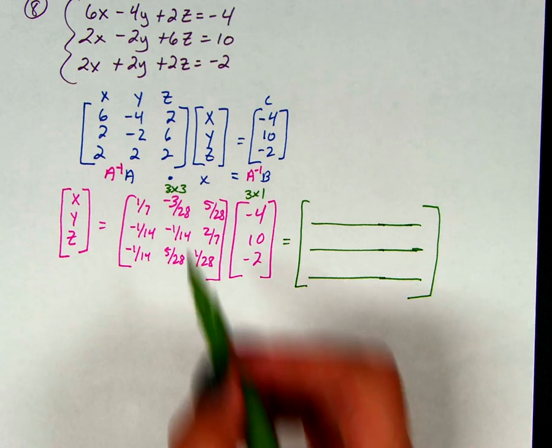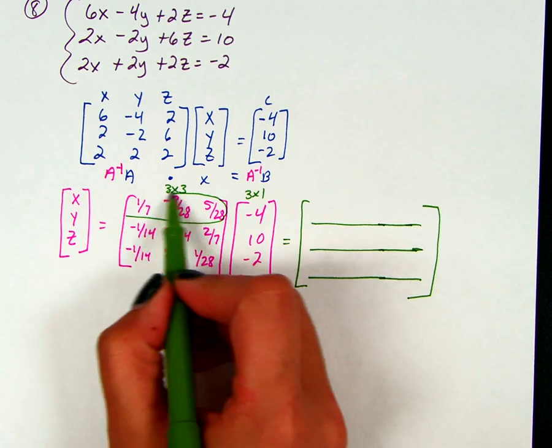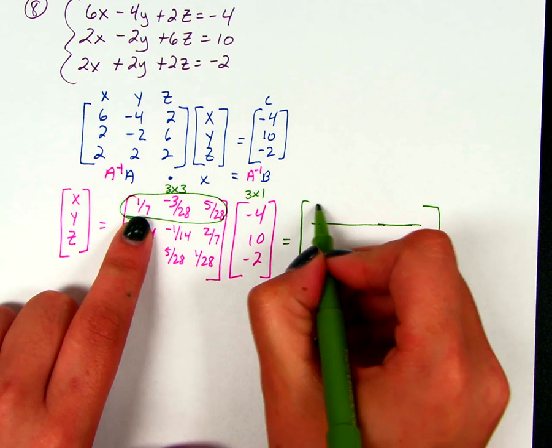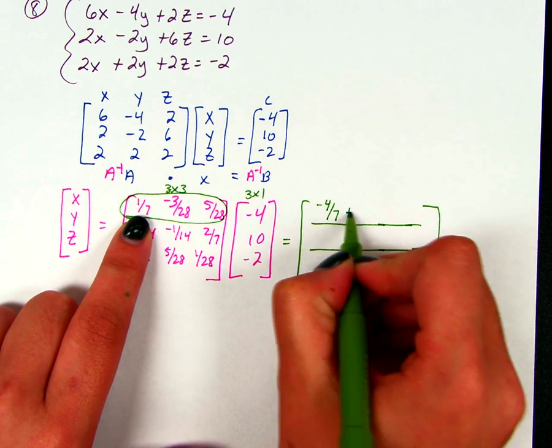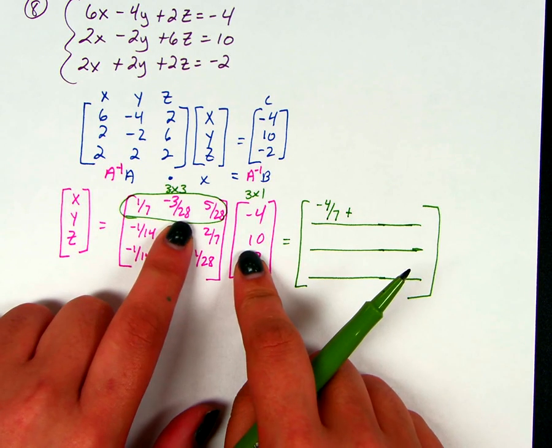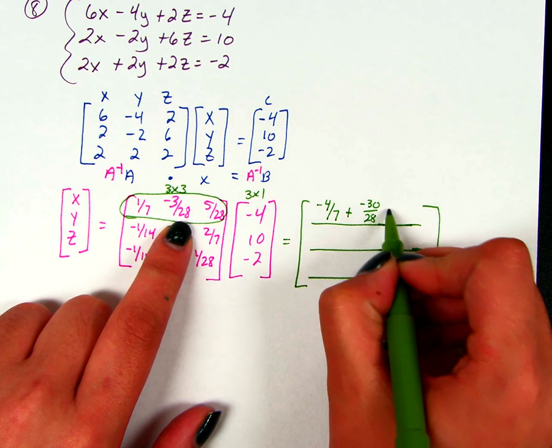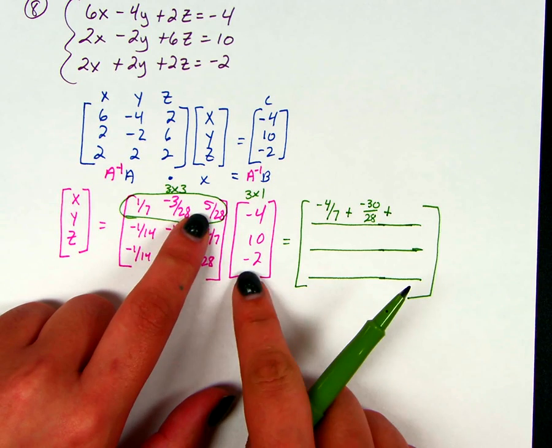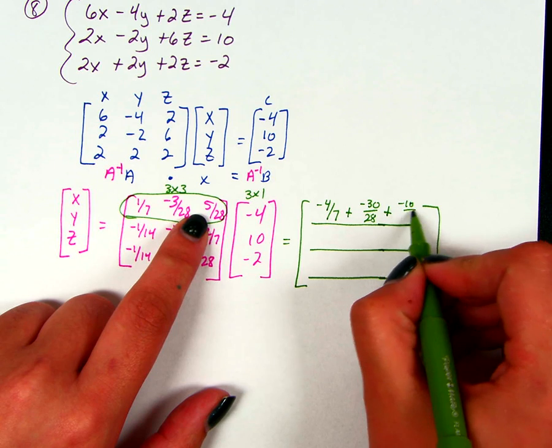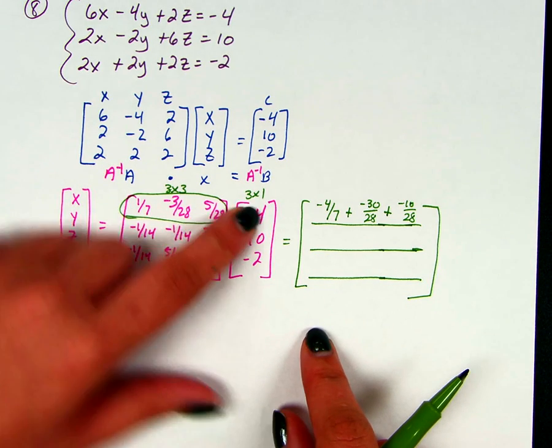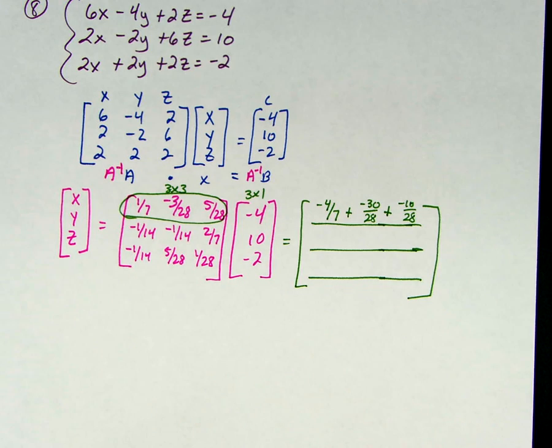So again, we're going to start with our first row times our column. So 1/7 times -4 is -4/7 plus, and then -3/28 times 10 is -30/28. And 5/28 times -2 is -10/28. So again, when we're multiplying with a fraction, we're just taking the numerators times each of these numbers. And we're not going to worry about simplifying yet.